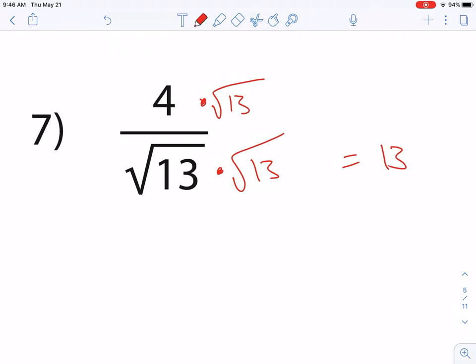You could multiply 13 times 13 and get 169 and then take the square root of that. Or the shortcut is if you have 2 square roots that are multiplying that are the same, your answer is just the number that's on the inside. And then 4 times square root 13 is 4 square root 13.